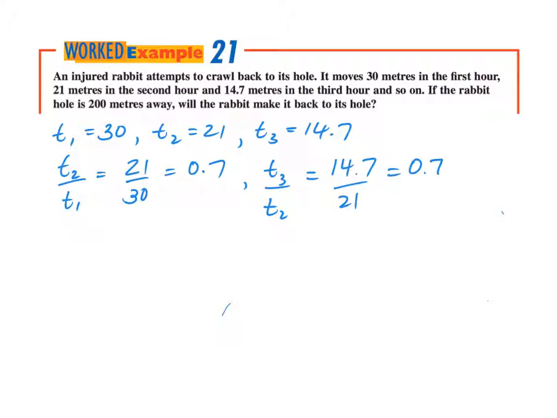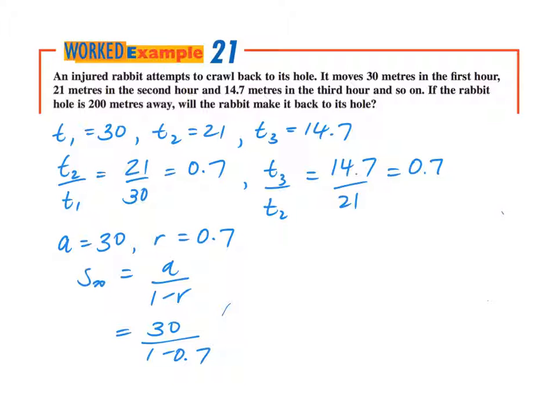So if we look at the sequence again, 30, 21, and 14.7, we can say the first term a is 30, and our r value, which is what we've just found, is 0.7. If we use the rule, the sum to infinity is a over 1 minus r, we can sub in our values of 30 and 0.7. This gives us a final value of 100.